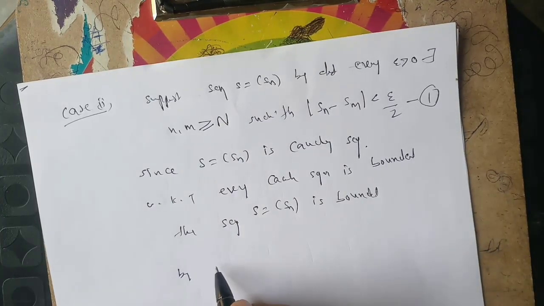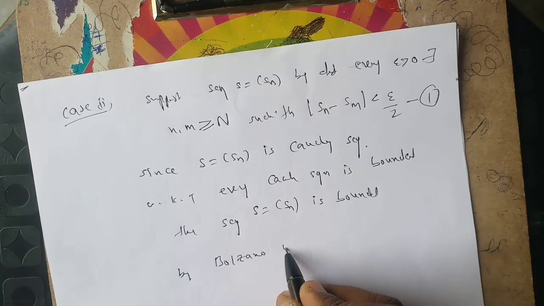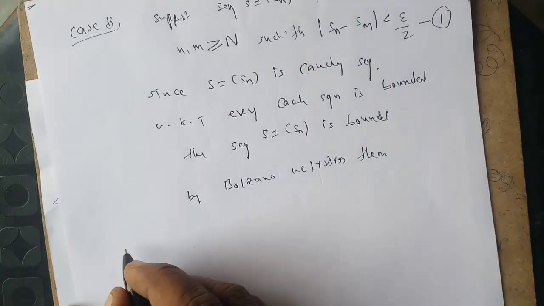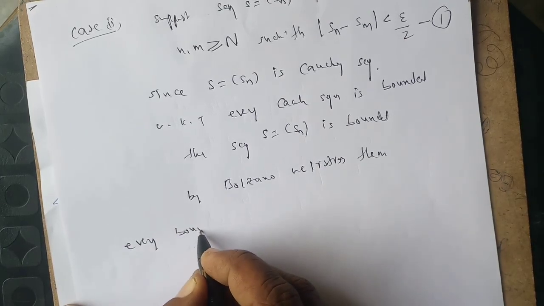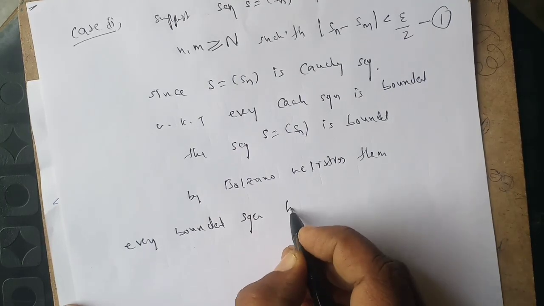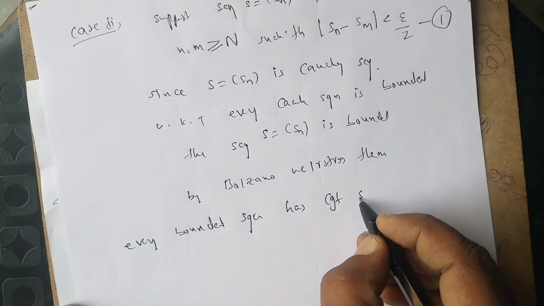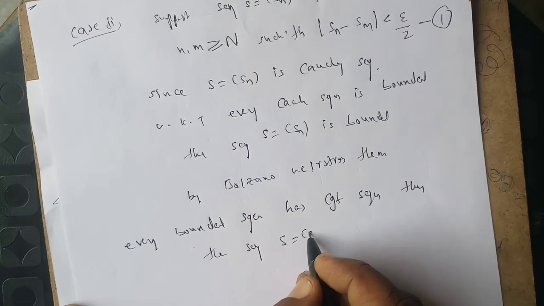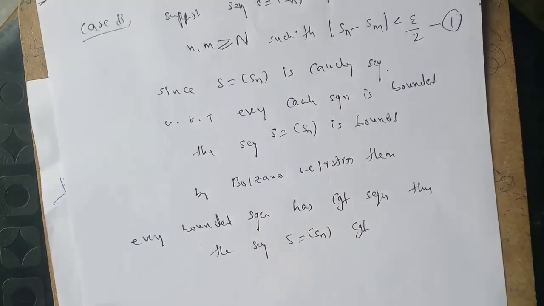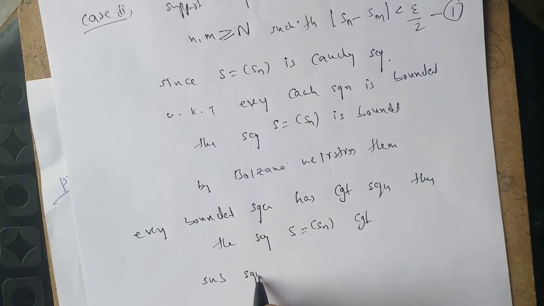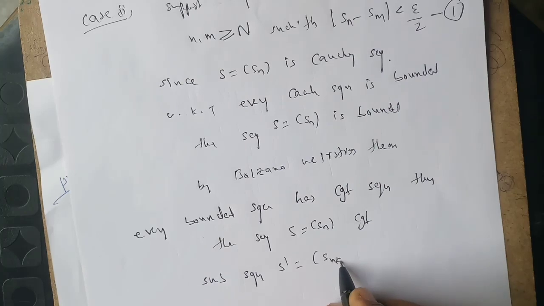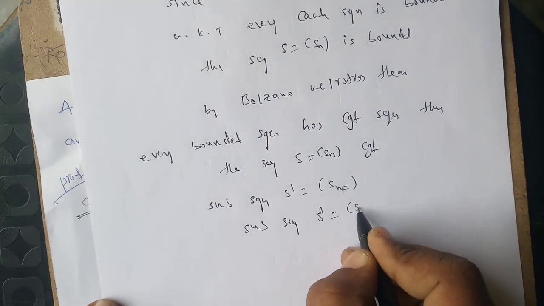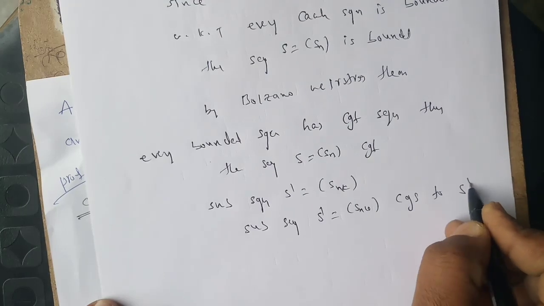So by the Bolzano-Weierstrass theorem, we know that every bounded sequence has a convergent subsequence. Then the sequence Sn has a convergent subsequence, that is the subsequence S dash equal to Snk. So the subsequence Snk converges to S star.